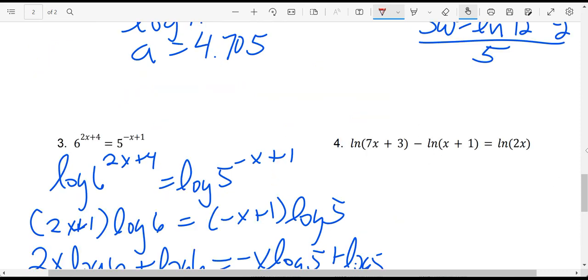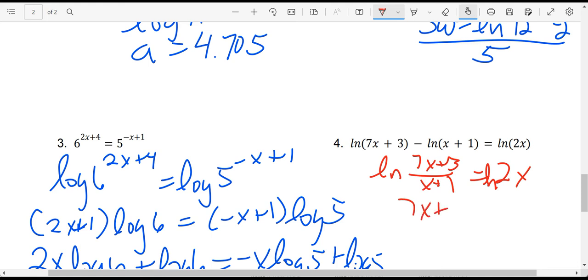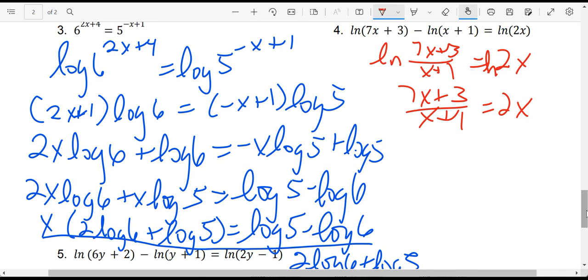On to the next one. So right away I see a subtraction sign and I want to use my logarithm rule. So I'm going to do ln of 7x plus 3 over x plus 1 equals ln of 2x. So we have ln on both sides, so I can set what's here equal to each other. So 7x plus 3 over x plus 1 equals 2x. I'm going to multiply both sides by x plus 1. It's going to be 7x plus 3 equals 2x times x plus 1. Because if I multiply both sides by x plus 1, this will cancel right there.